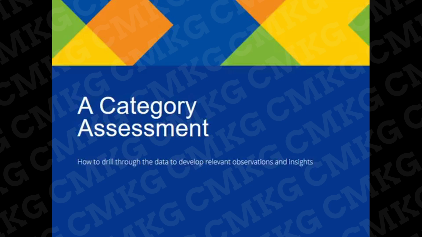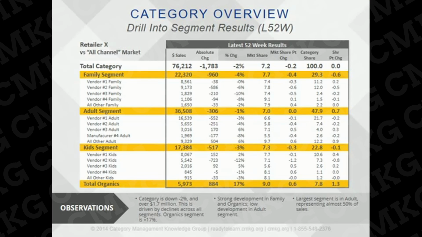Once we've reviewed the key measures in a category assessment, we walk participants through how to drill through the data and make relevant observations. The category overview we walk participants through includes an in-depth review of this sample dry cereal category overview. We haven't shown all of the slides, but this gives you an example of what the detail looks like.